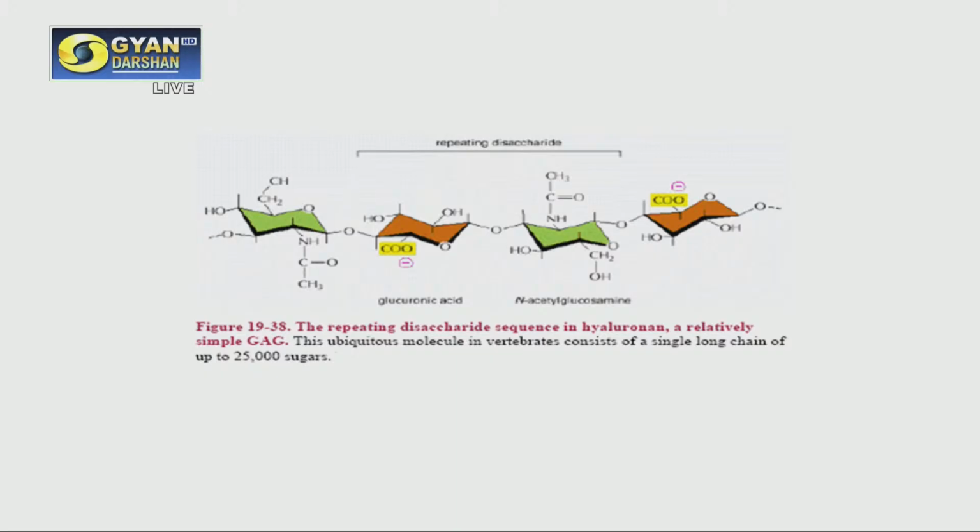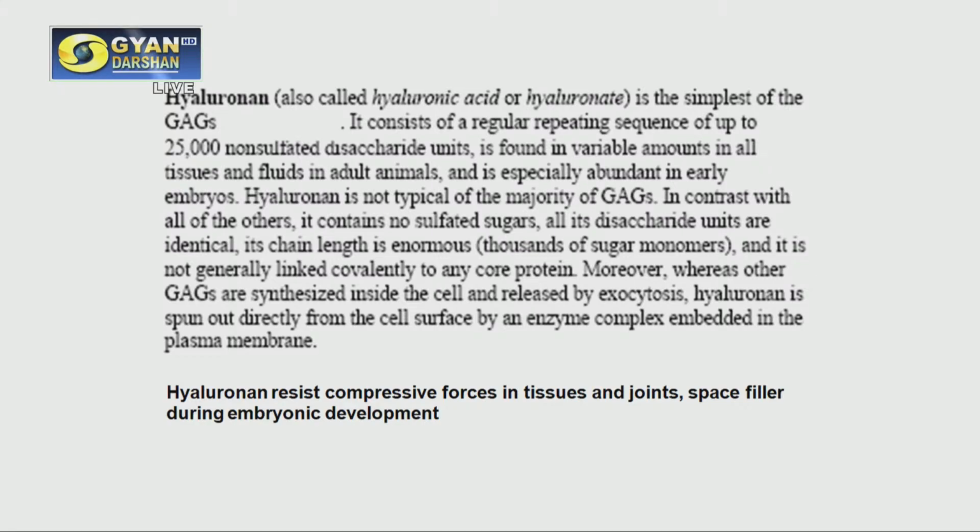But in case of hyaluronan, you see the first sugar is uronic acid. Second sugar is also the amino sugar, but it is not sulfated. So this is one major difference with the typical GAGs. So hyaluronan is the simplest of GAGs. It consists of a regular repeating sequence of up to 25,000 non-sulfated disaccharide units. This is an important difference with the typical GAG. That is why many people do not consider hyaluronan to be a typical GAG, because of this difference in structure and chemical composition. Okay.